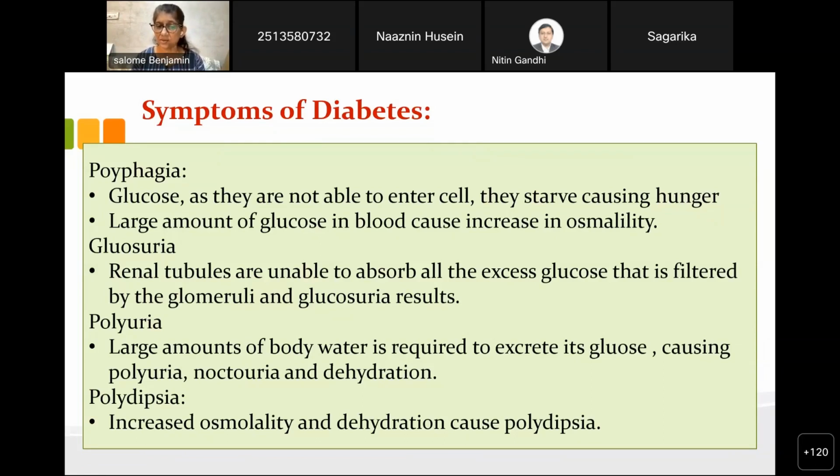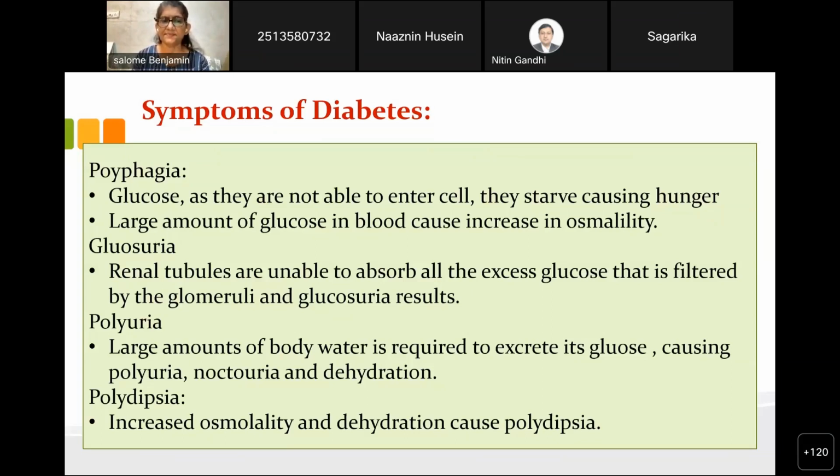So then comes glucosuria. Why is there glucose in the urine? The renal tubules are not absorbing the excess glucose, and that's why it is filtered by the glomeruli, and glucosuria results. And then, because of the high glucose in the bloodstream, there is polyuria and polydipsia. Because you are passing more urine, obviously you will have more thirst, and that is why the symptoms are there. Next, please.